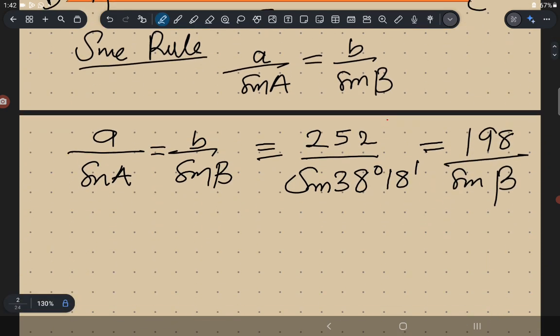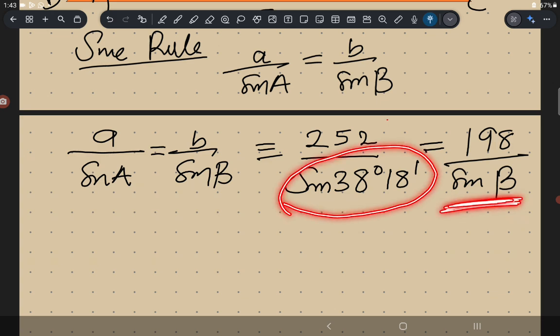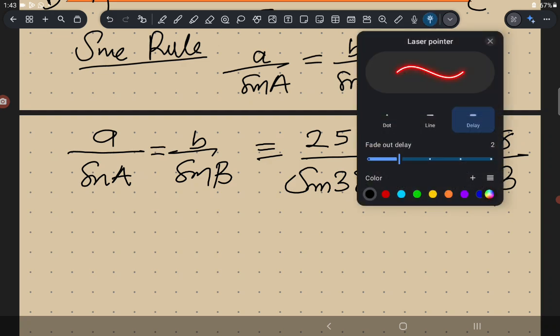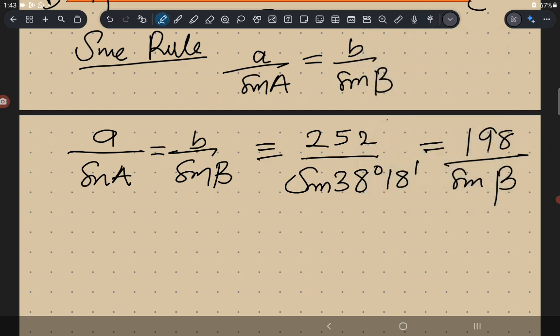So in continuation, let's cross multiply and find the value of B. But before we go, we need to consider something. The angle A given to us is 38 degrees 18 minutes. There's something we must do here. Let's convert angle 38 degrees 18 minutes to degrees.